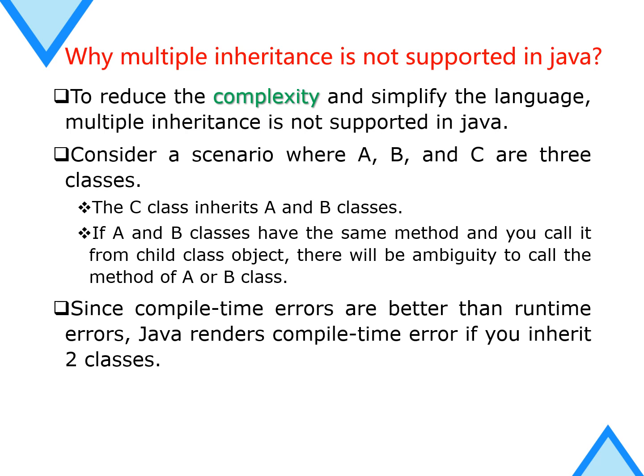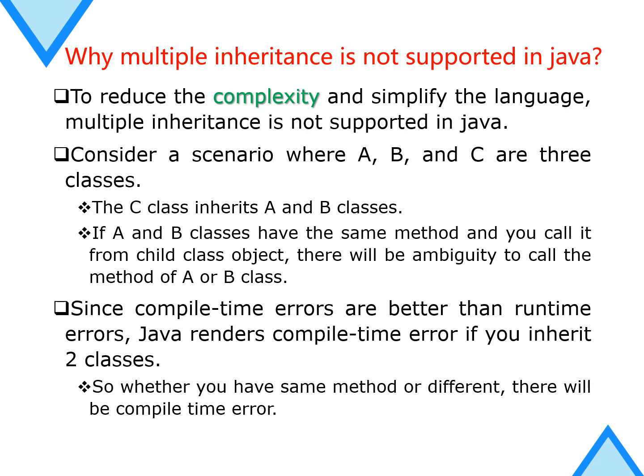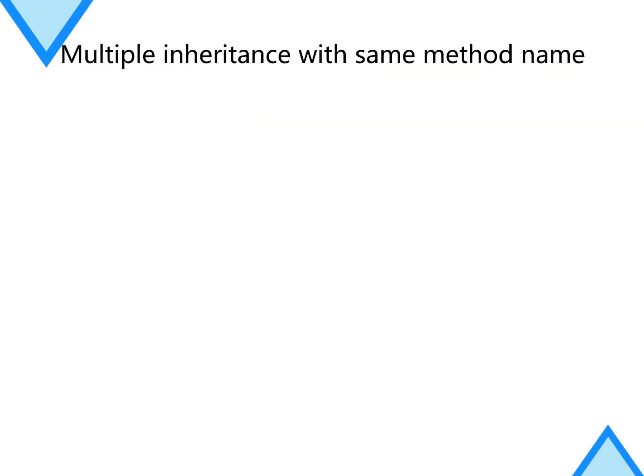The programmer can correct a compile time error very easily. Java will generate a compile time error if you inherit two classes by a single class. So whether you have the same method or different, there will be a compile time error. That's why we say multiple inheritance is creating a compile error in Java.